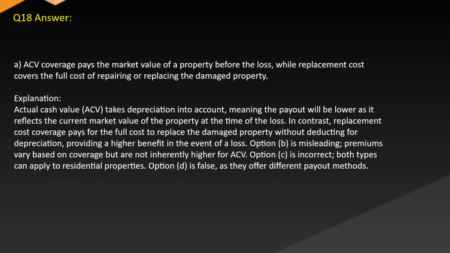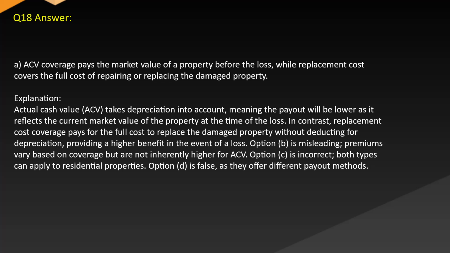Answer A. ACV coverage pays the market value of a property before the loss, while replacement cost covers the full cost of repairing or replacing the damaged property. Explanation. Actual cash value (ACV) takes depreciation into account, meaning the payout will be lower as it reflects the current market value of the property at the time of the loss.